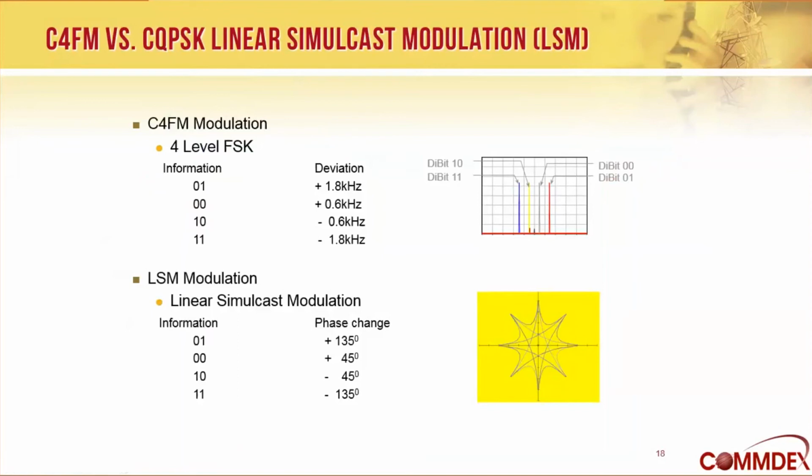So this is a comparison of some of the characteristics of C4FM versus LSM. And C4FM does its thing by shifting 4 different frequency levels, and CQPSK or LSM does its thing by shifting the 4 different phase positions. So there are 2 different ways of accomplishing the same thing, which is carrying 2 bits of data for every symbol.